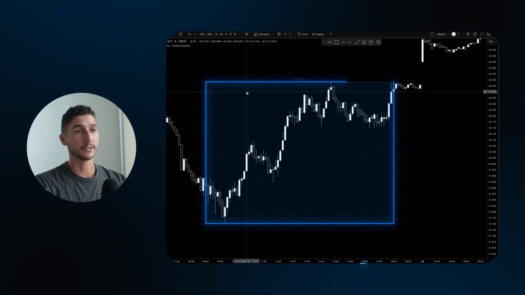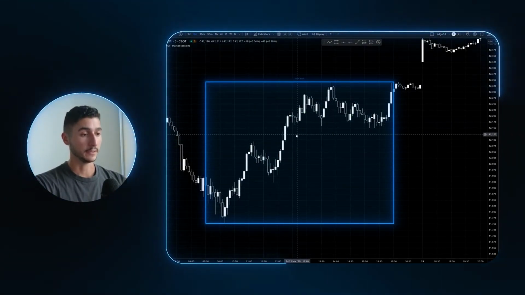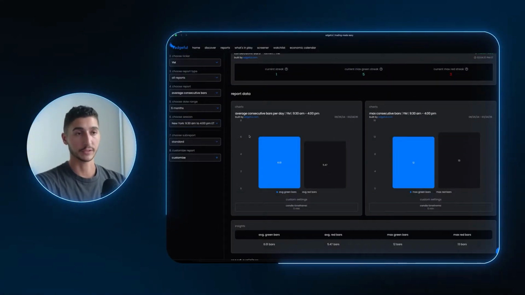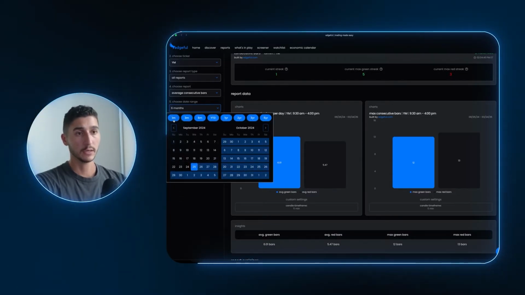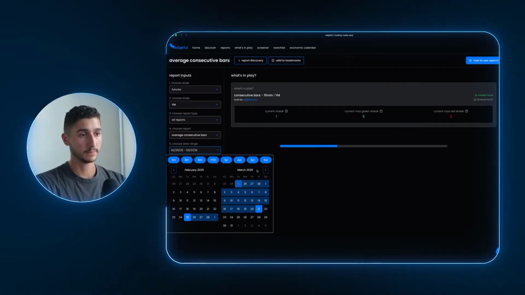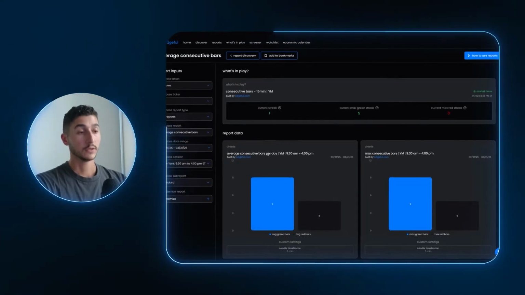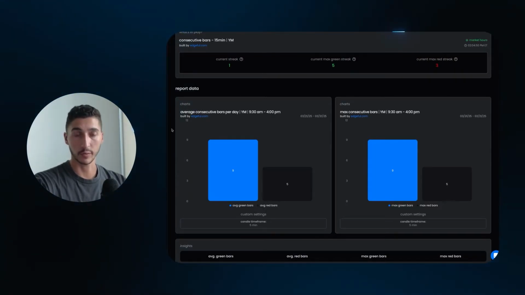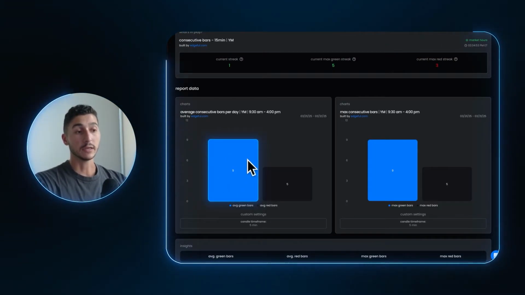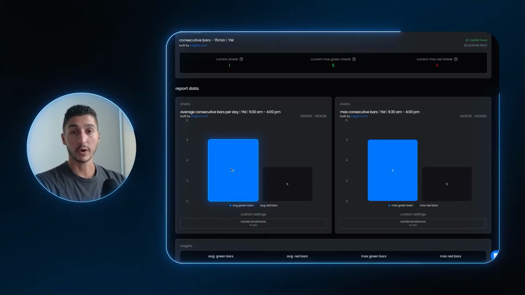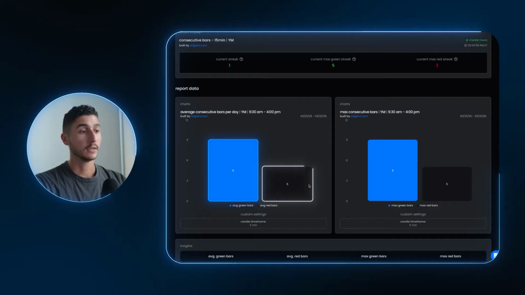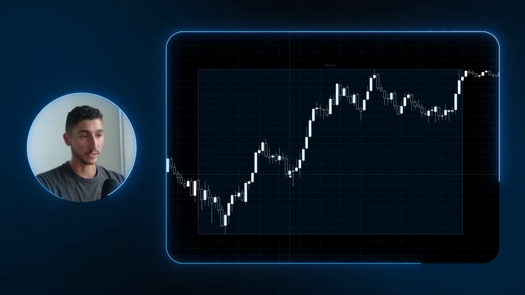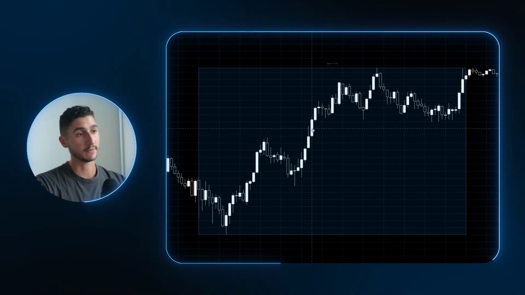What you can see here, let's use this day on YM, March 21st, 2025. Just to show what this is actually measuring first, let's go to March 21, 2025. So that's here. In this case the average and the max are going to be the same because we're only looking at one day. But you can see the consecutive green bars is 9. The consecutive red bars is 5. Looking at this day, you can see 1, 2, 3, 4, 5, 6, 7, 8, 9.